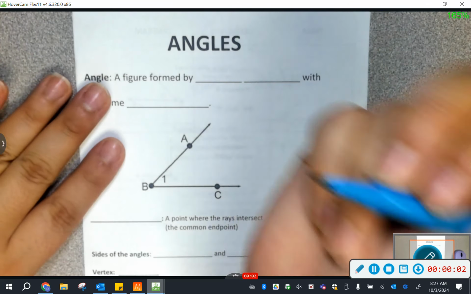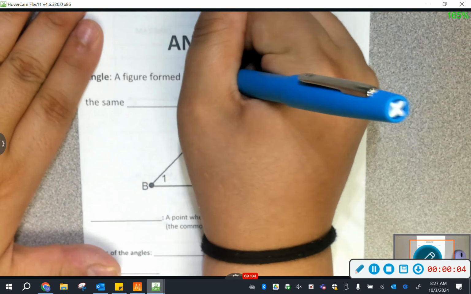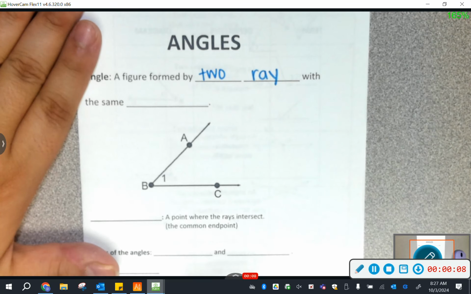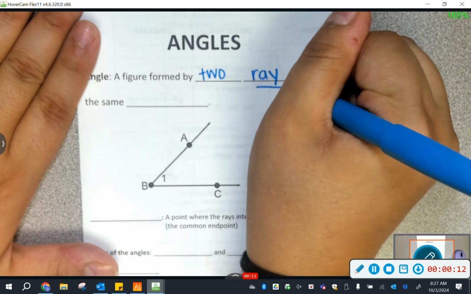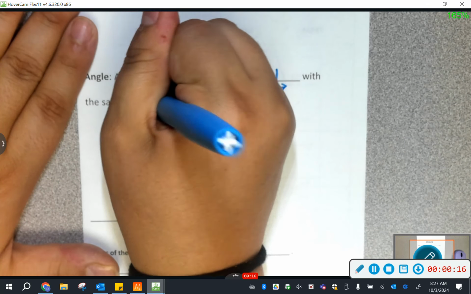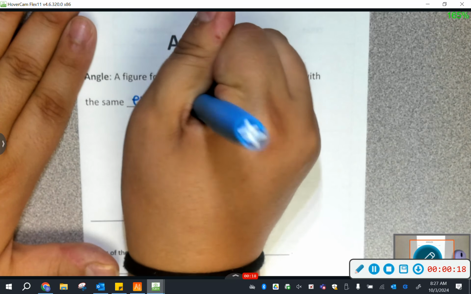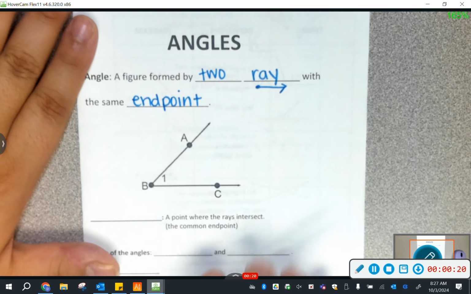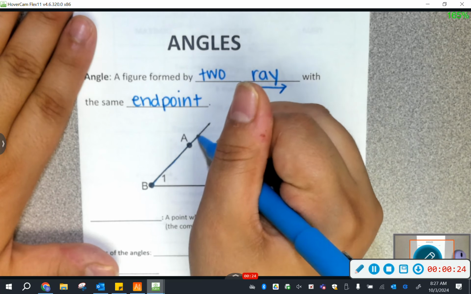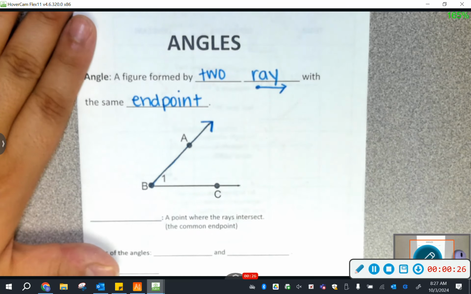Okay, an angle is a figure formed by two rays. What is a ray? A ray has a point and an arrow, and the two rays have the same endpoint. So do you agree right here, B to A is a ray?